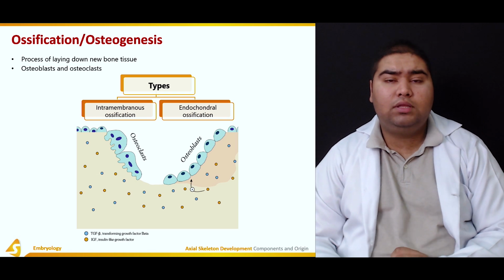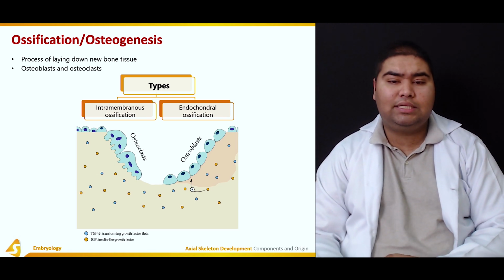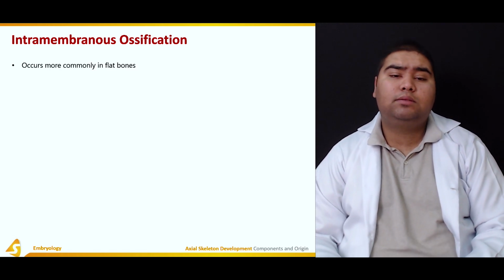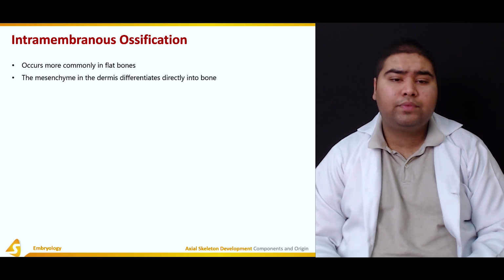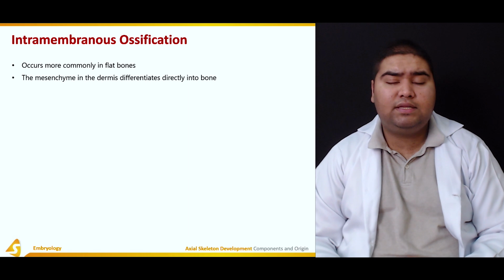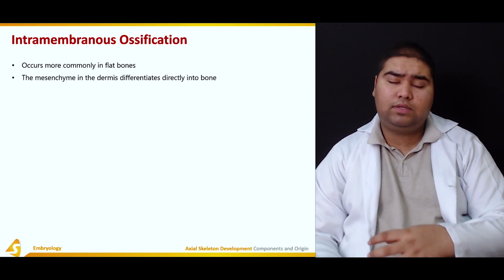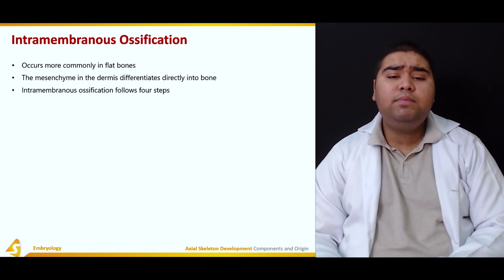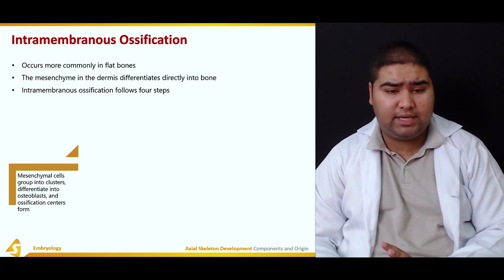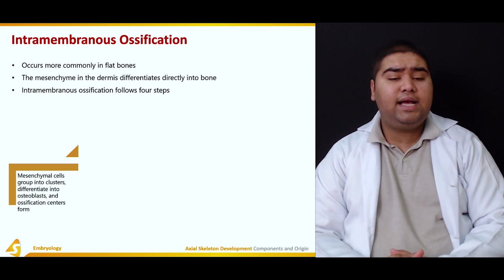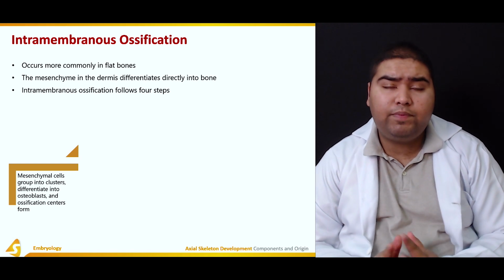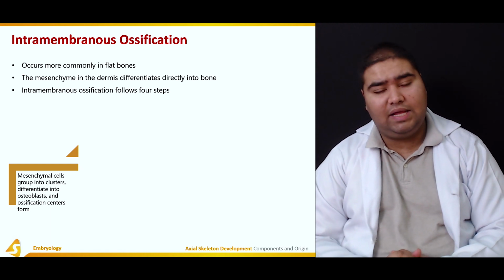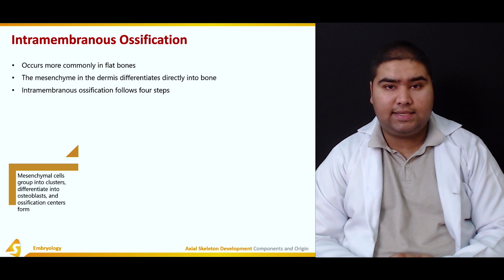Now let's take a look at these processes of ossification in a little detail. Intramembranous ossification. So it occurs more commonly in flat bones. The mesenchyme in the dermis differentiates directly into the bone so that a model of the bone has already been formed. Intramembranous ossification follows 4 steps. Mesenchymal cells, first of all, group into clusters. These clusters differentiate into osteoblasts and ossification centers are formed.